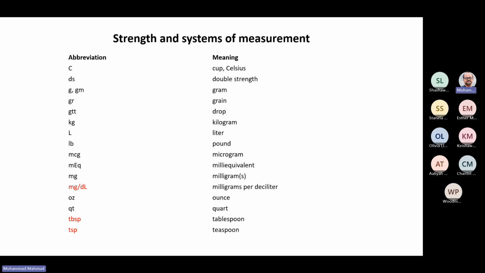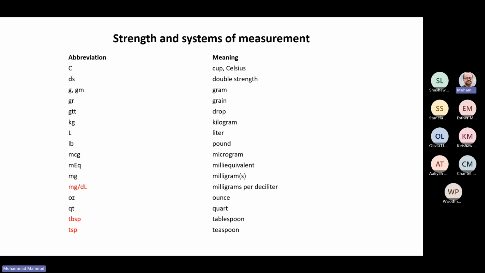Regarding strength and system of measurement, we have C for cup or Celsius, DS for double strength. G or GM is gram. So regarding gram, 1,000 times less than that will be milligram. If we go 1,000 times less than that, that will be microgram. So gram, milligram, microgram, and kilogram, those are related. Later on, I will show you the relationship once again.